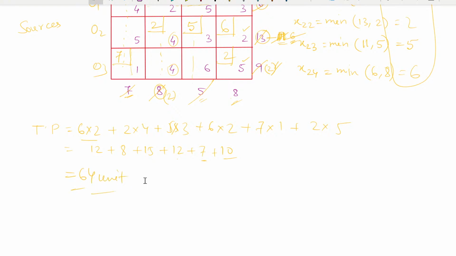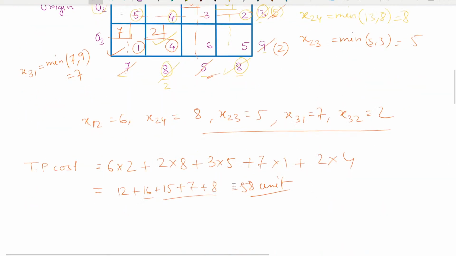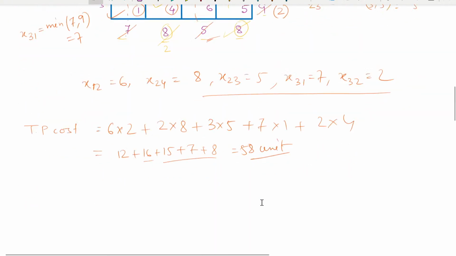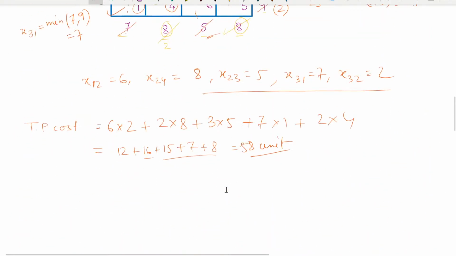So see, the same problem, if we solve it with the row minimum method, the final optimal cost is 58 units, and if we solve it with the column minimum method, I think the calculations are all right, you can check it once. Okay, so this is 64 units. Therefore, for the same problem, both cases give different answers, and the most acceptable answer is 58 units.